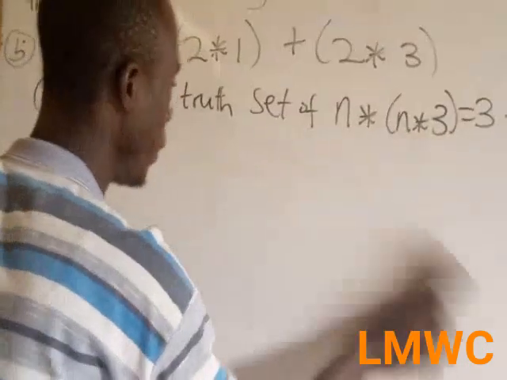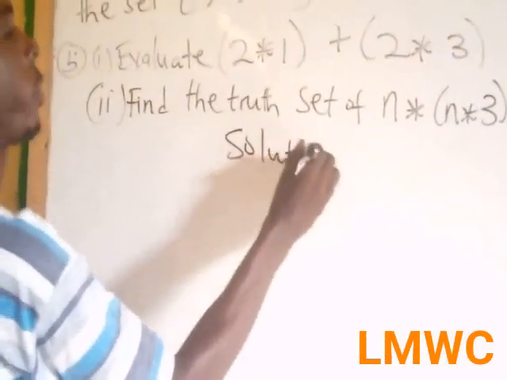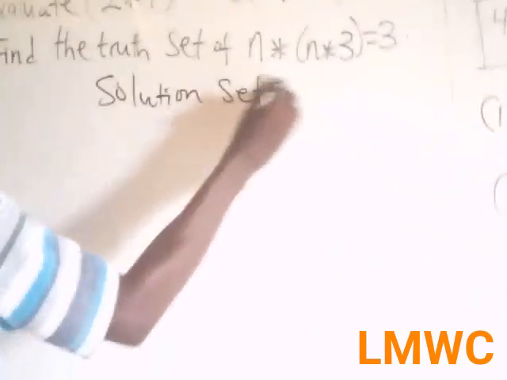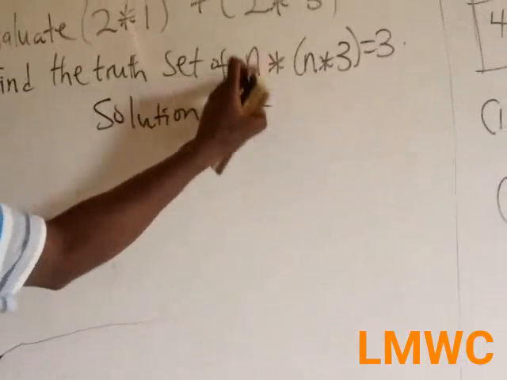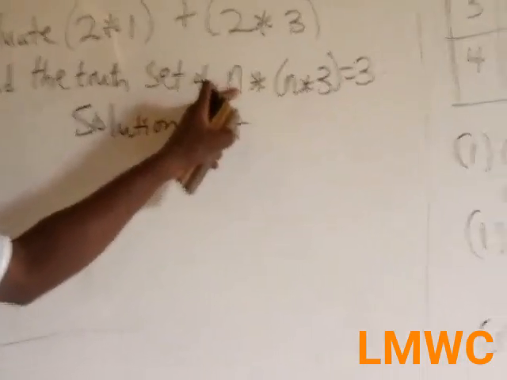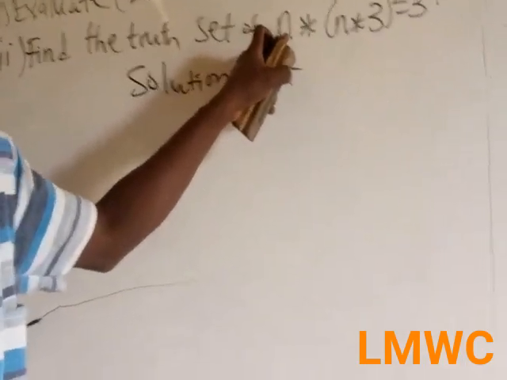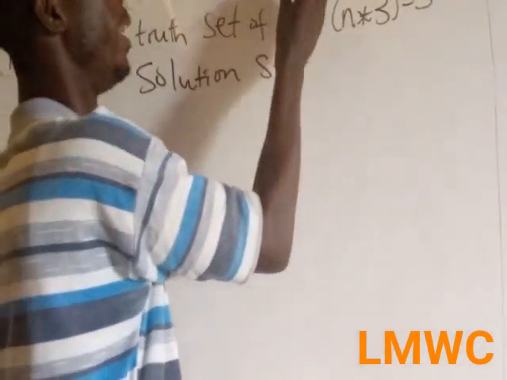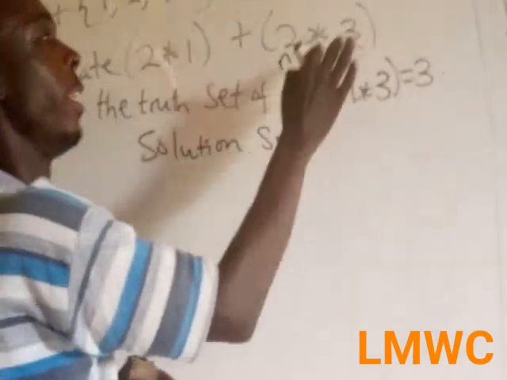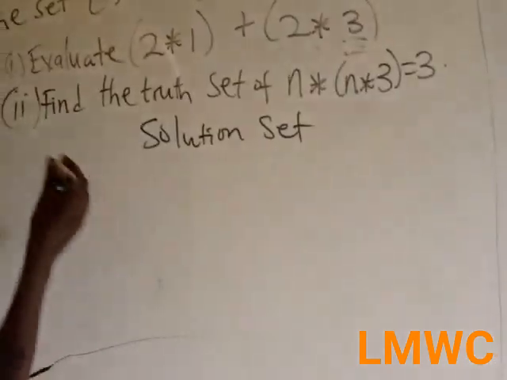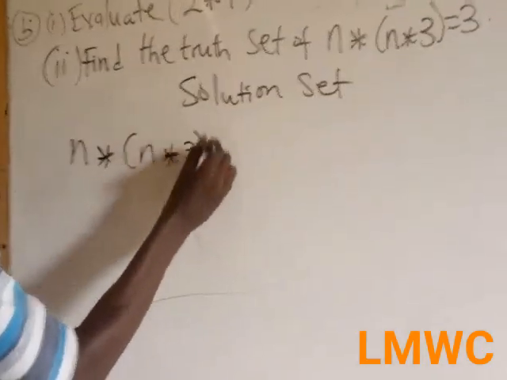Find the truth set. And truth set is the same as solution set. They have given you n here, and n here. This means they are the same numbers. If they wanted it to be different numbers, they would make here n and here b. But once it's n and n, it means they are the same numbers. So this is what you will do.